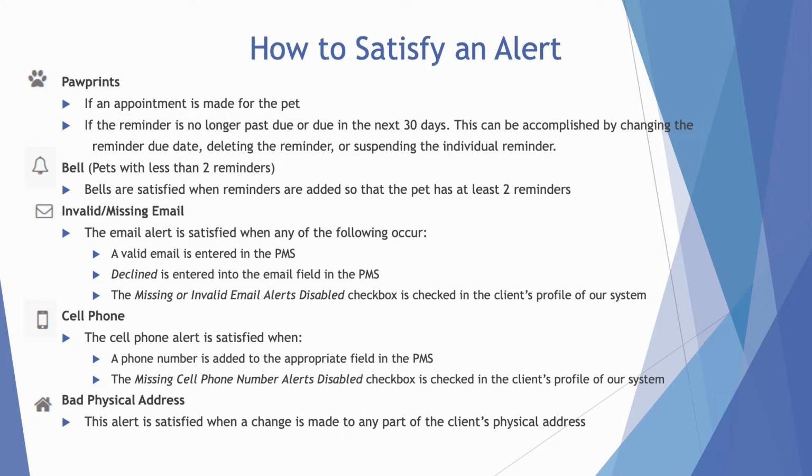So for cell phones, it's super, super important that you make sure the actual cell phone is in the appropriate field in the practice management system. A lot of people use their cell phone as their home number. If it's in the home number field, it's not going to count that as satisfied. It also will not send out text reminders if it's in that. It has to be in the mobile field. So that's something that you definitely need to be aware of, okay?